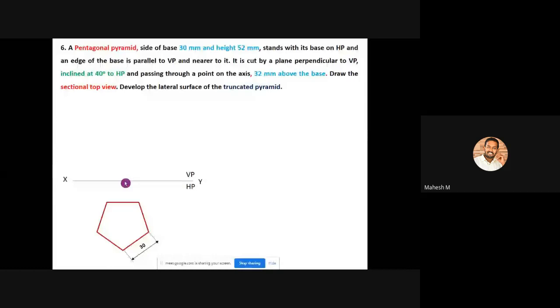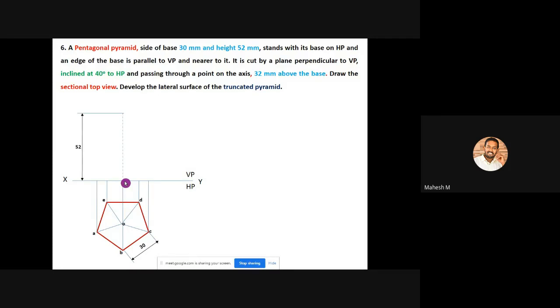Okay, then you can create your front view. So before that, please create the slant edges. So locate the point O, then connect all the corners with the point O because it is a pyramid. So you have to highlight all the slant edges also. So let's stop that because here we are having the section plane. When the section plane comes, some portion will be removed. So please don't highlight the slant edges initially.